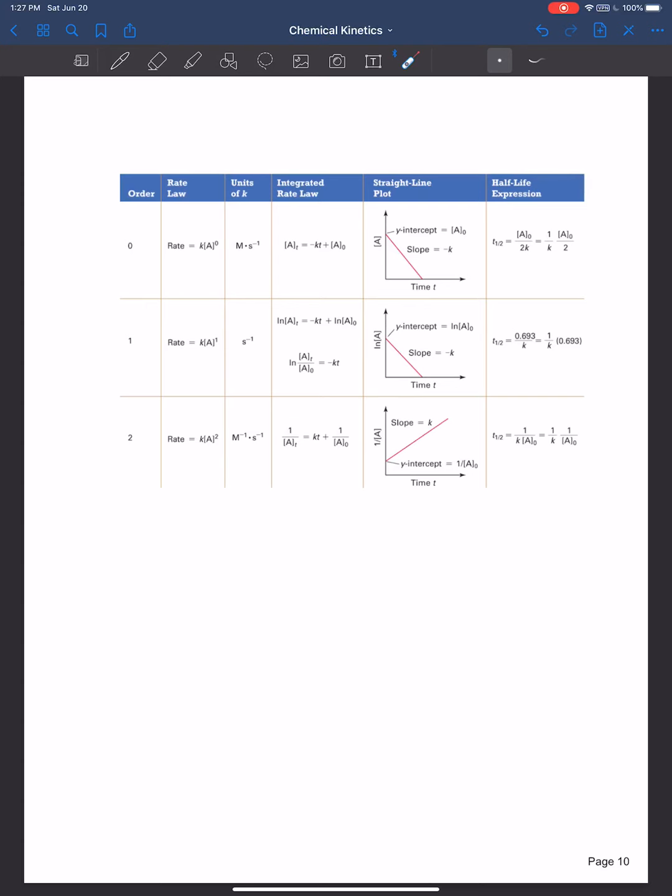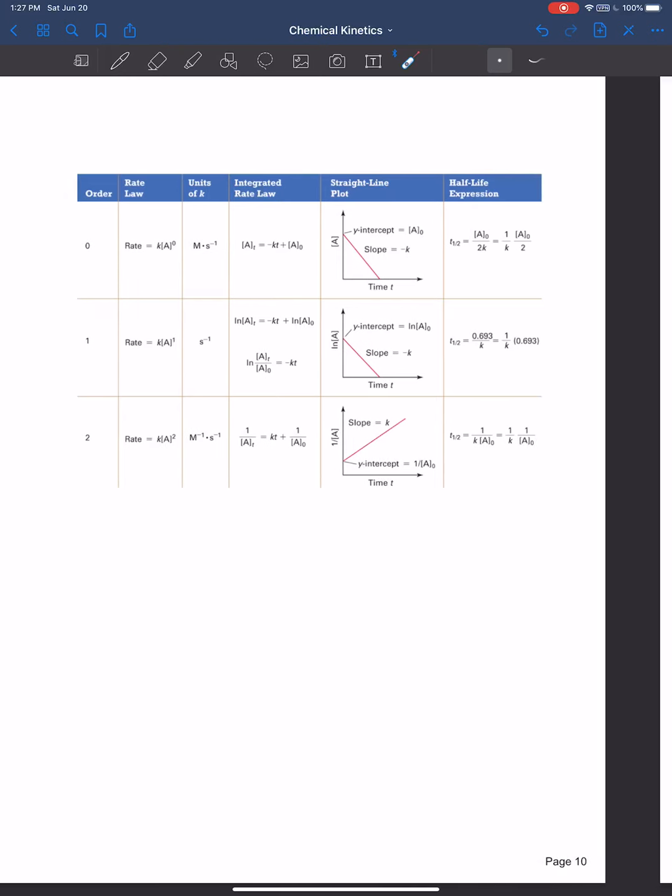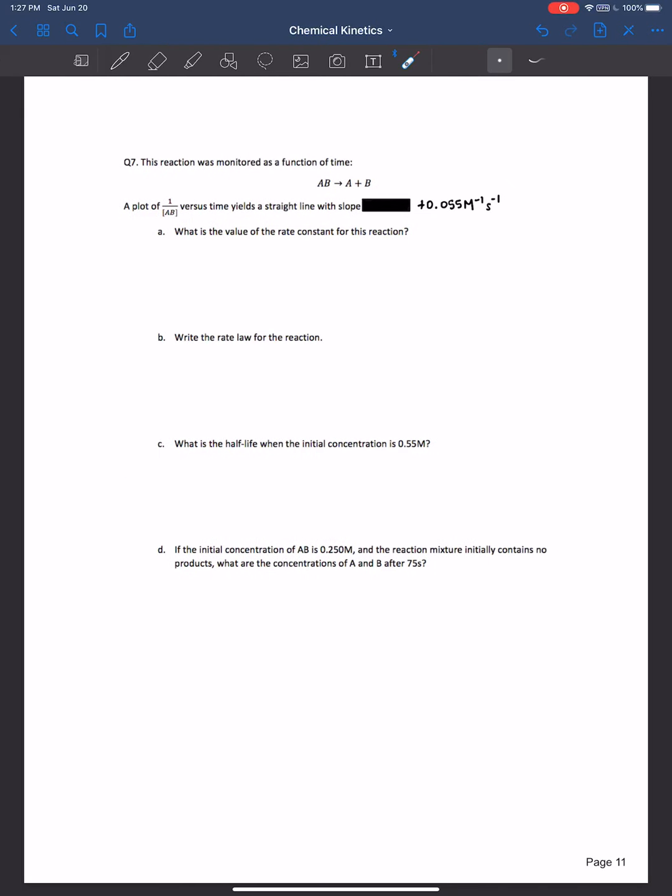All right, so I have that handy because we're going to work the next problem together. So this one says, this reaction was monitored as a function of time. Anytime I hear the word time, I'm thinking integrated rate law, as opposed to just the rate law alone, which didn't allow us to look at concentration of reactants as a function of time. So if we see time here, then I want you to think, I'm eventually going to use the integrated rate law.